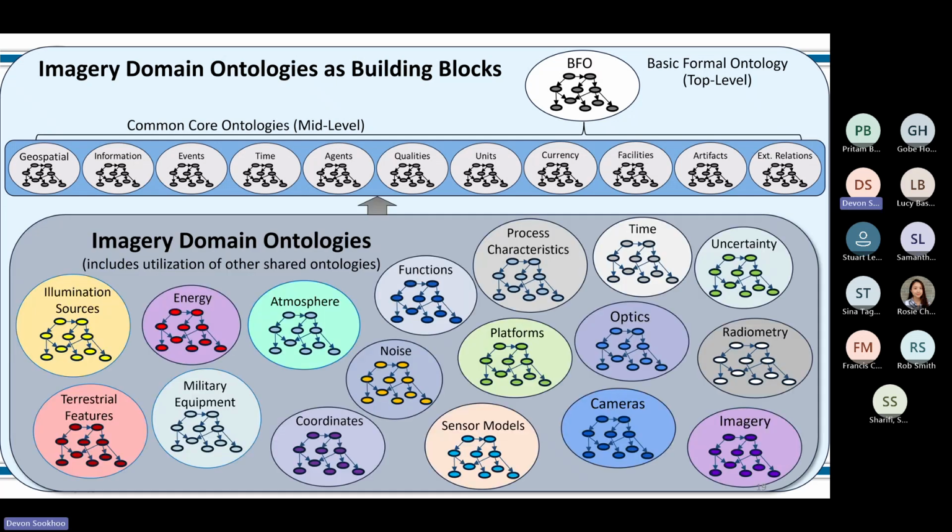I'll skip through this, but here is another high-level overview. At the top level, we have BFO, which everything is derived from. CCO, the middle level, is an intermediate ontology that the IDO derives from. And again, I just want to convey that the IDO doesn't just cover geospatial data; it covers all types of data collected from sensors and cameras. So the scope is really quite large.